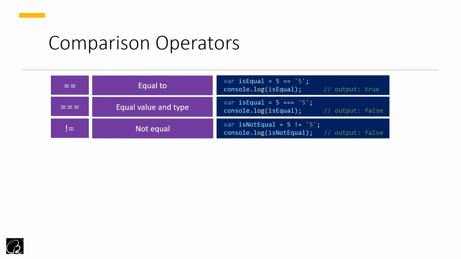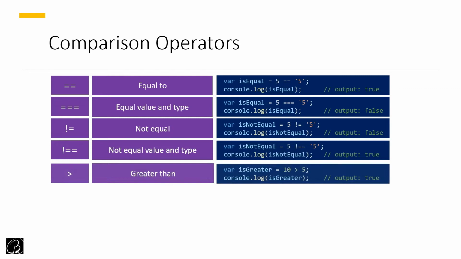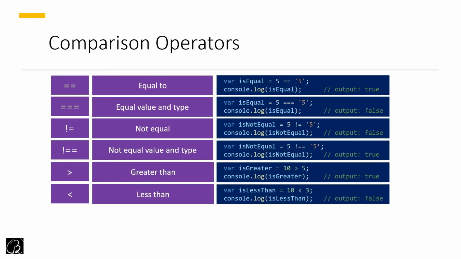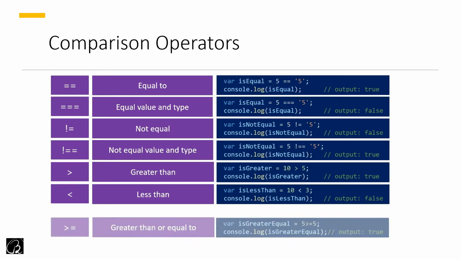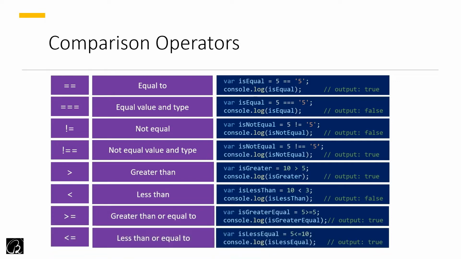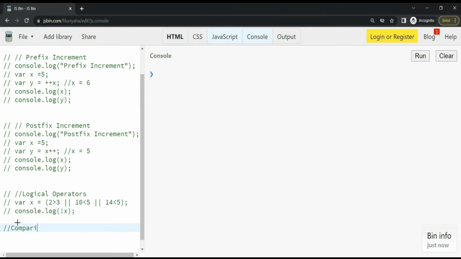And in the same way we have not equal value and type. Next we have greater than. If 10 greater than 5, you will get true. Then less than. If 10 less than 3, you will get false. Then greater than or equal to, either greater or equal. If any of these happens, then you will get true. Next less than or equal to, whether equal to or less than, you will get true. I'll be showing some examples with these first 4 comparison operators.